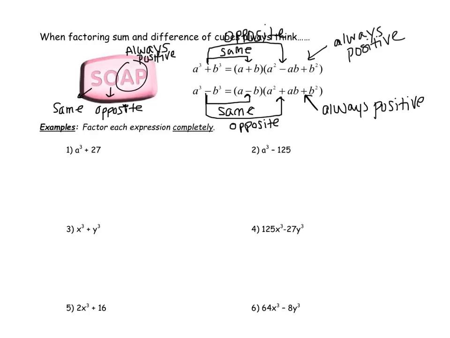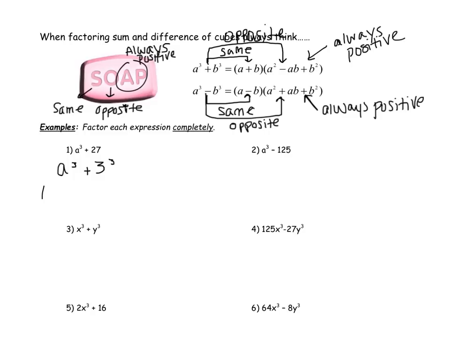Okay, so let's look at the first example. We have a to the third plus 27. So this is a sum of two perfect cubes. Let's write it in the form something to the third power plus something to the third power. The first one, a to the third, is already written as something to the third power. Now we just need to rewrite 27. 27 is the result of 3 to the third. So now we have our a and our b, and we're just going to model this equation.